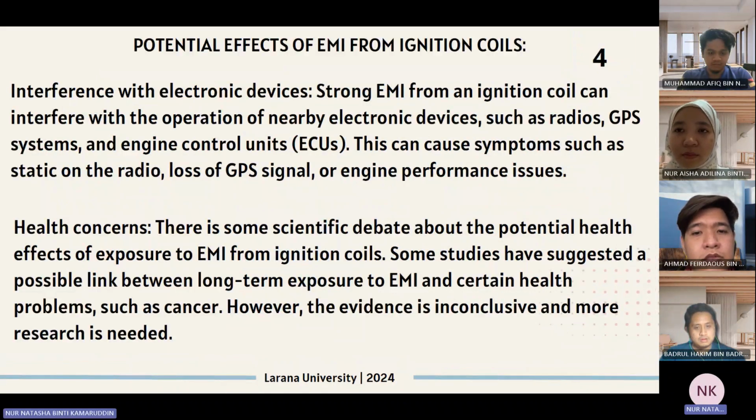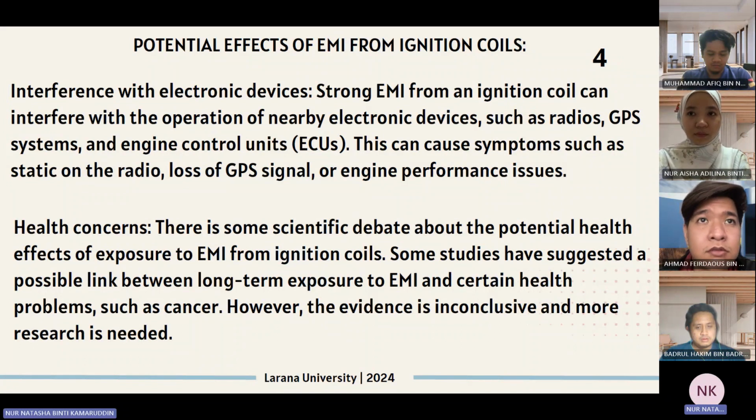So next, the potential effects of EMI from ignition coils, which is interference with electronic devices. Strong EMI from an ignition coil can interfere with the operation of nearby electronic devices, such as radios, GPS systems, and engine control units, ECUs. This can cause symptoms such as static on the radio, loss of GPS signal, or engine performance issues.